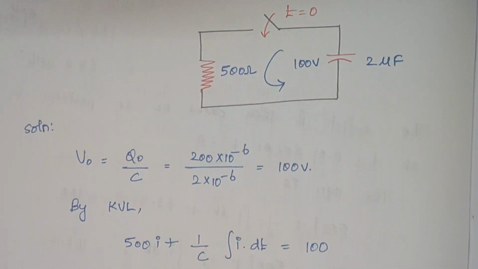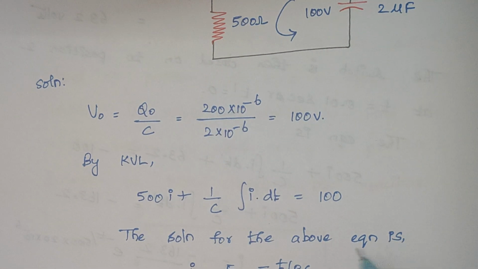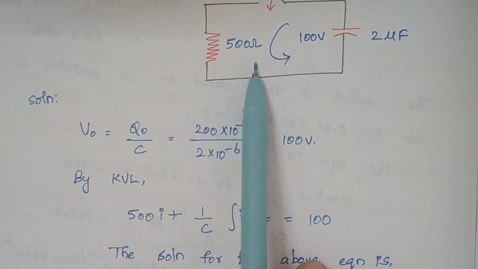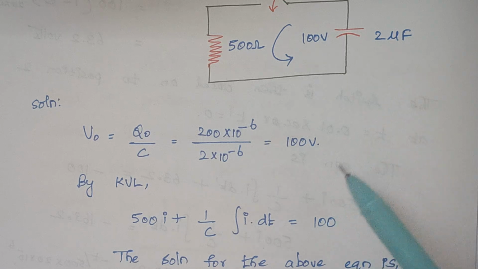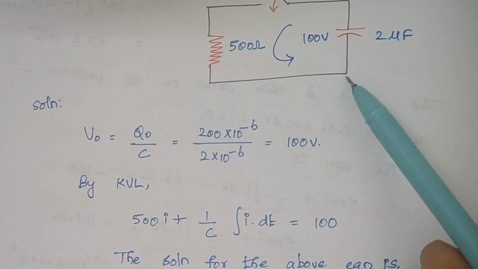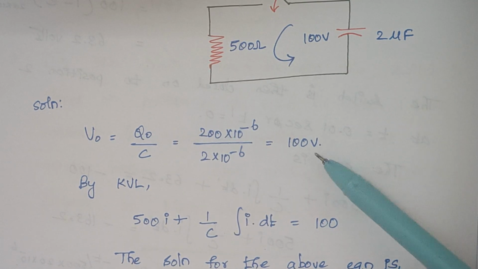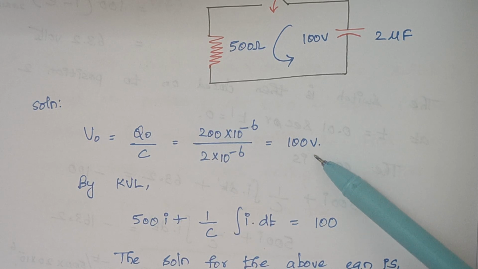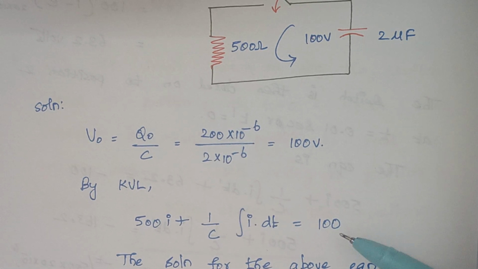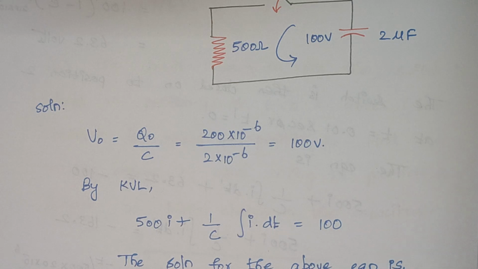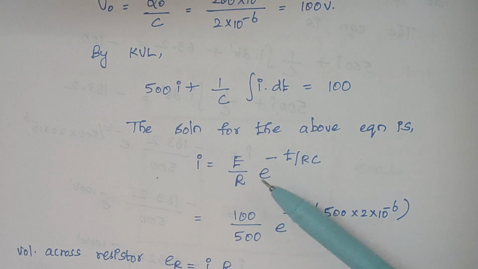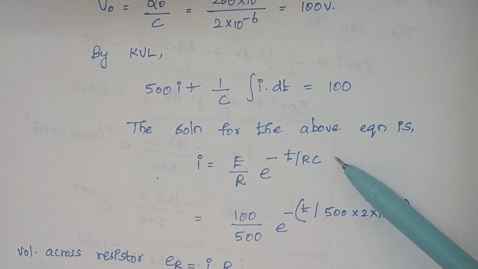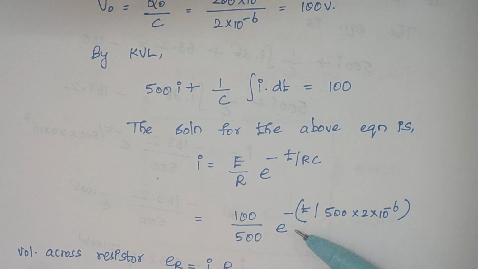So when you write KVL, again you see 500 into I plus 1 by C integral of I dt is equal to 100, because 100 volts is the initial voltage developed across the capacitor, right? So the solution for this equation is again given by E by R e to the power minus t by RC. So here just substitute.